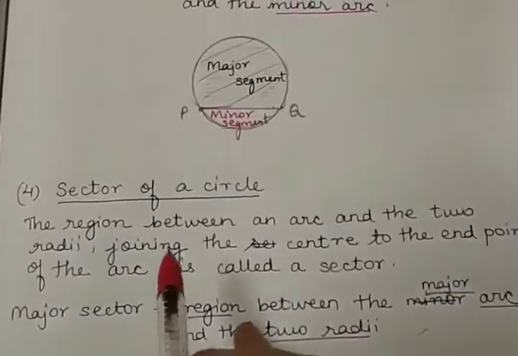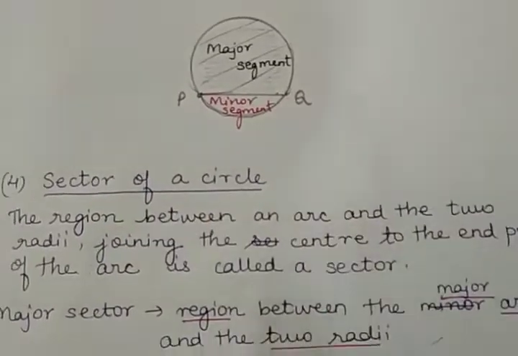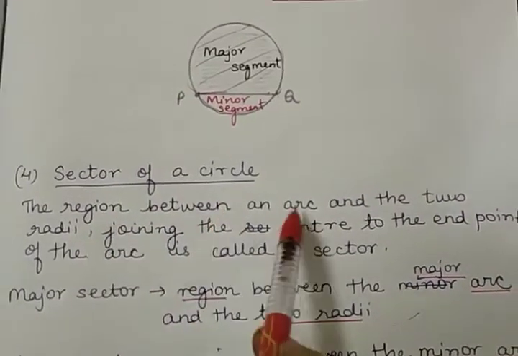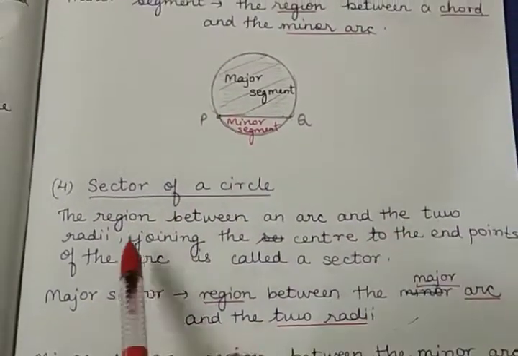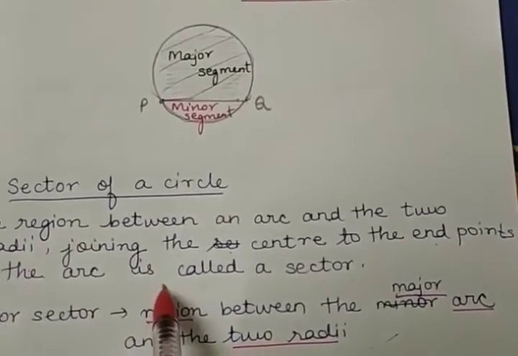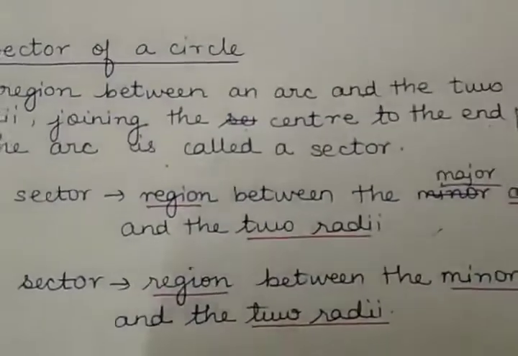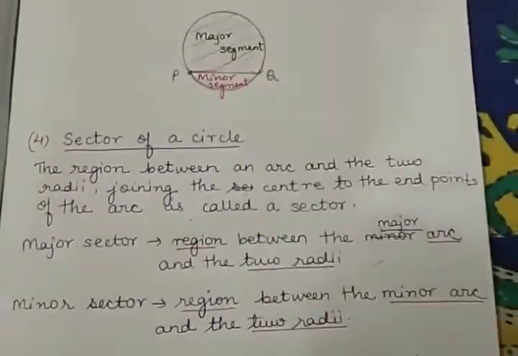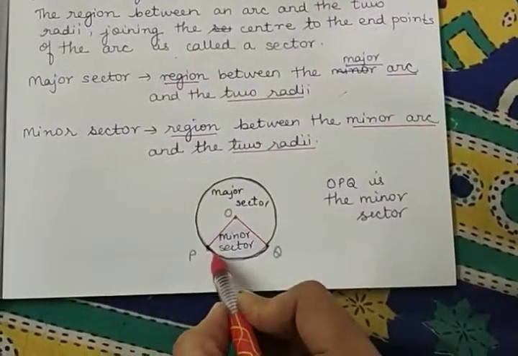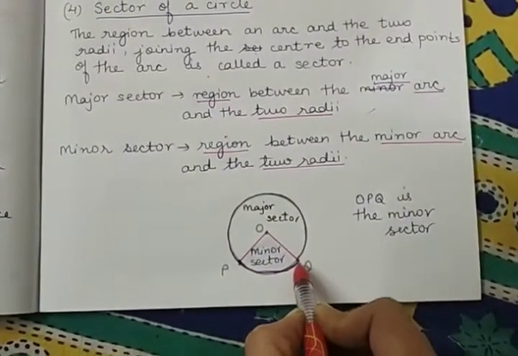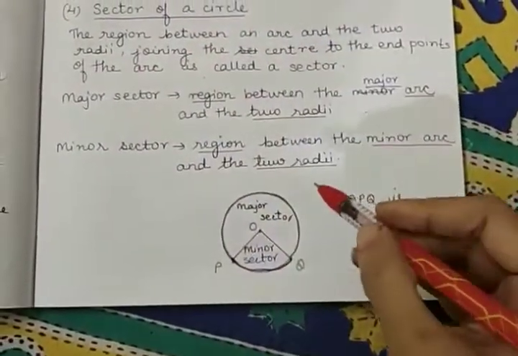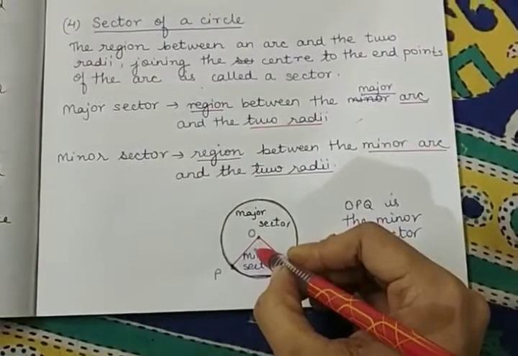Next we will see what is a sector of a circle. A sector is the region between an arc and the two radii joining the center to the endpoints of the arc. Okay, so let's see. Suppose you take 2 points here and this is your arc. Then the region between the arc and the two radii joining the center to the endpoints.